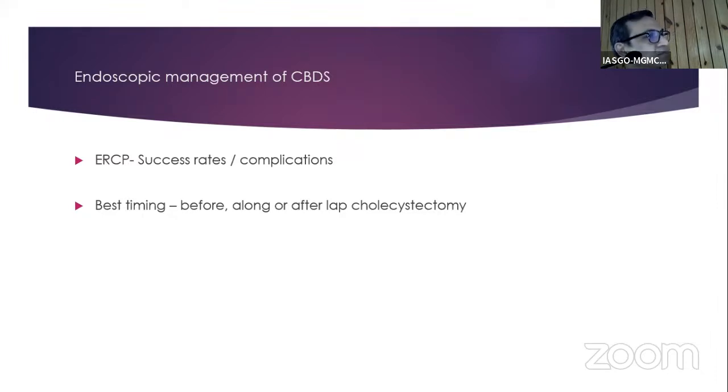And if you look at the complications, what has been reported is that complications of ERCP per se are about 8 to 9%, of which the majority, about 5 to 6%, is because of pancreatitis, and approximately 2 to 3% is bleeding, and rarely you might get a perforation.